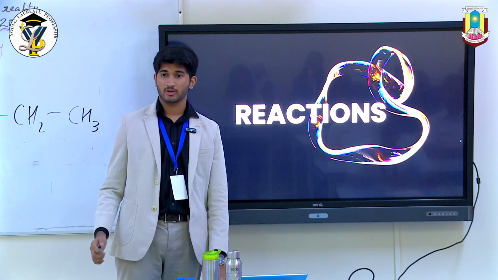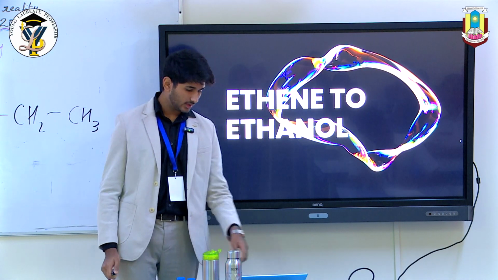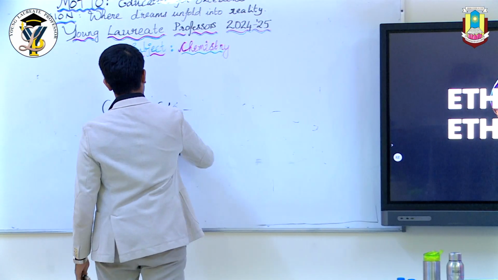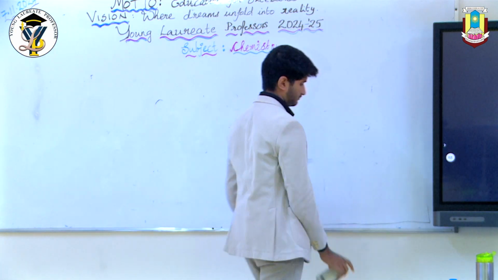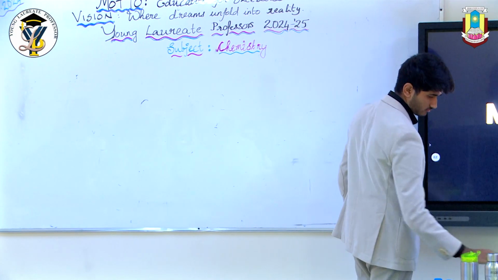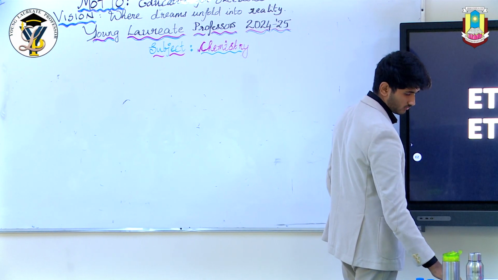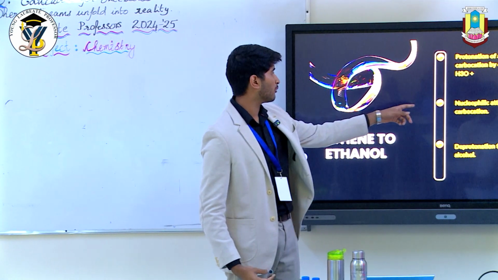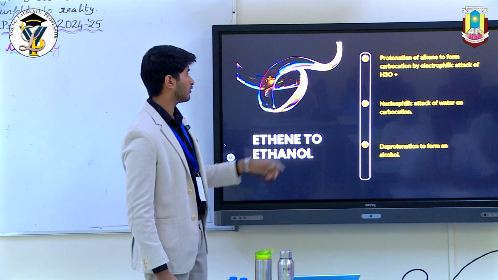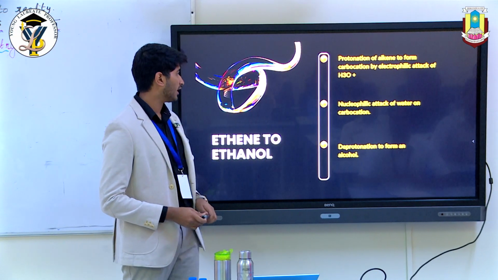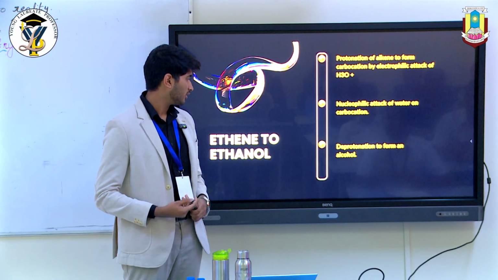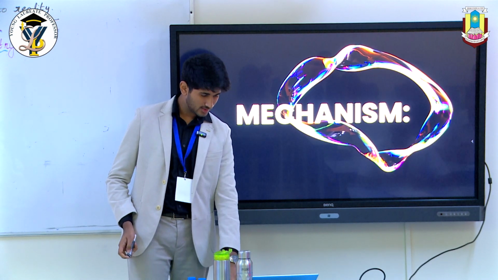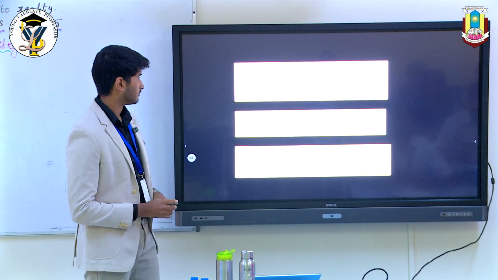Now let's look at the actual reactions. Ethene to ethanol. The gist of this is protonation of alkene to form carbocation by electrophilic attack of H3O+, nucleophilic attack of water on carbocation, and deprotonation to form an alcohol. This is the mechanism behind it.